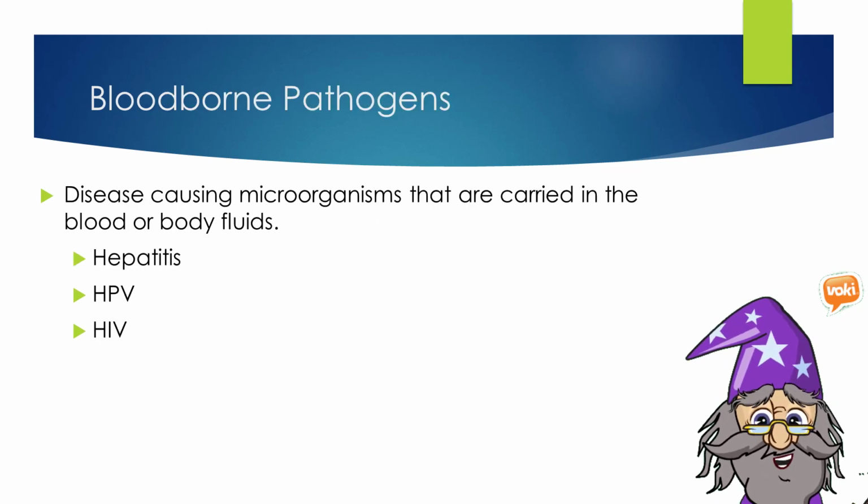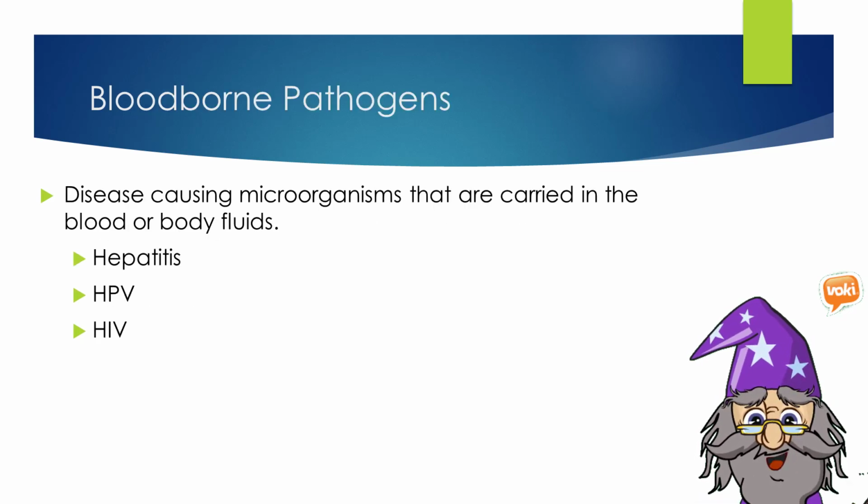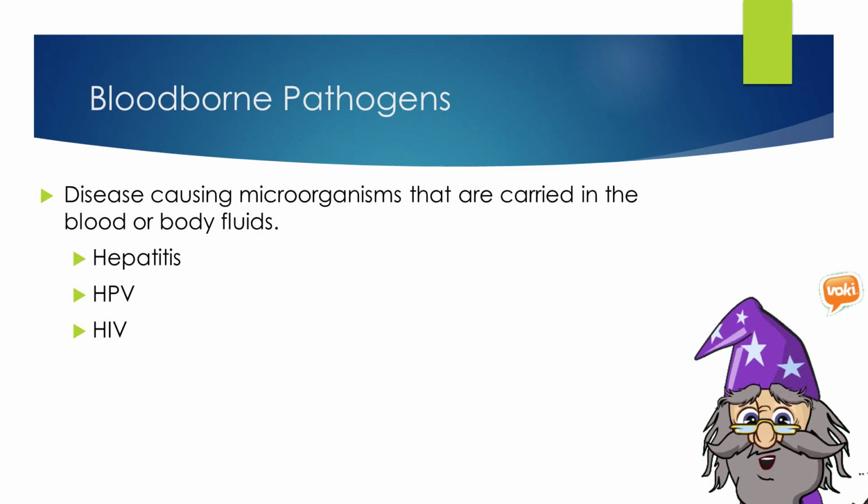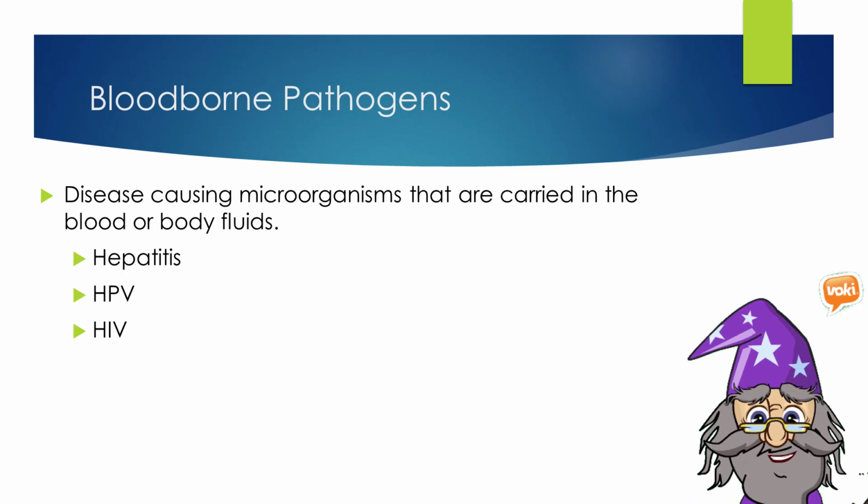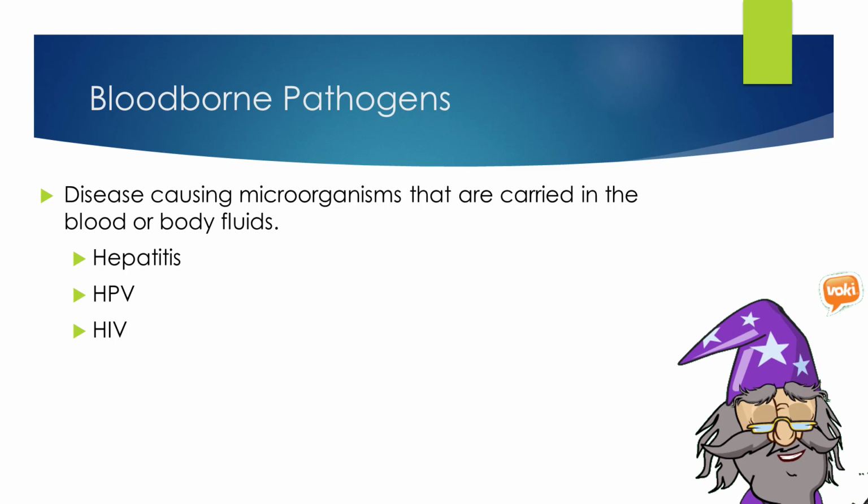Viruses are also known as bloodborne pathogens. They are disease-causing microorganisms that are carried in the blood or body fluids. Some examples include hepatitis, human papillomavirus, or HPV, and human immunodeficiency virus, better known as HIV.